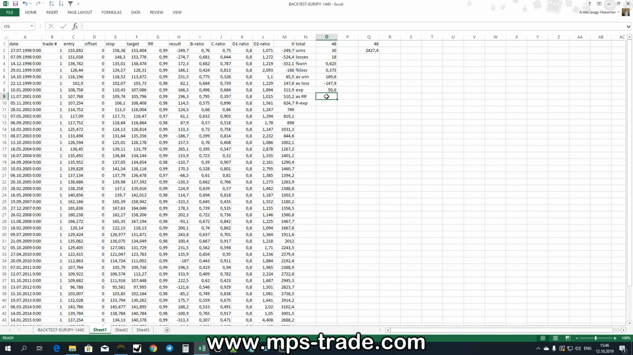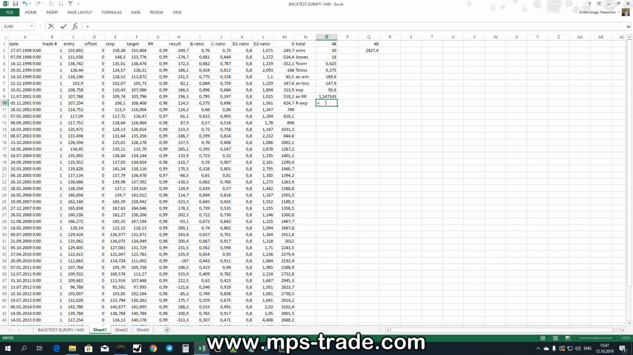Okay, then we will calculate the average risk to reward, and average risk to reward is calculated the following way. We should divide our average win by average loss. I made that minus average loss, minus by minus makes it positive. Okay, so this is the average risk to reward.